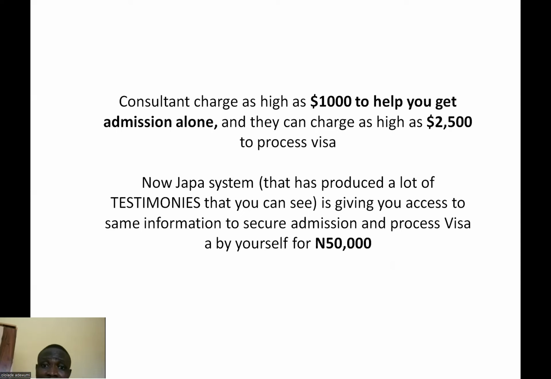Imagine if you ask a professional to process a visa for you, after you have gotten admission, they can charge as high as $2,000, 2,500 Canadian dollars. Imagine. That's more than 1.5 million naira to process a visa alone. And you are getting all of this information for just 50,000 naira.